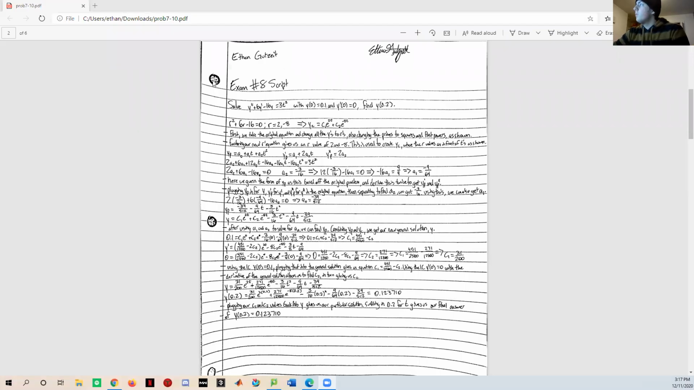Okay, so here we got our number 8. This is our problem: solve y double prime plus 6y prime minus 16y equals 3t squared with the initial conditions y of 0 equals 0.1 and y prime of 0 equals 0. And finally, we're going to need to find the value of y of 0.2.